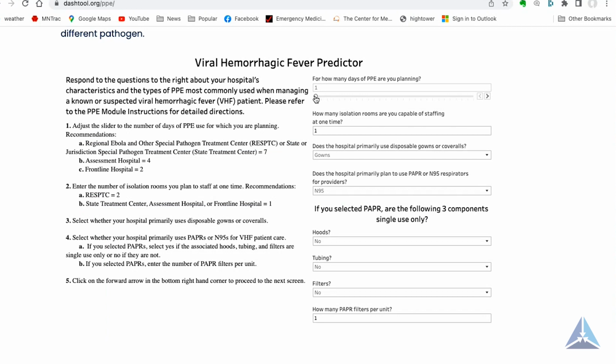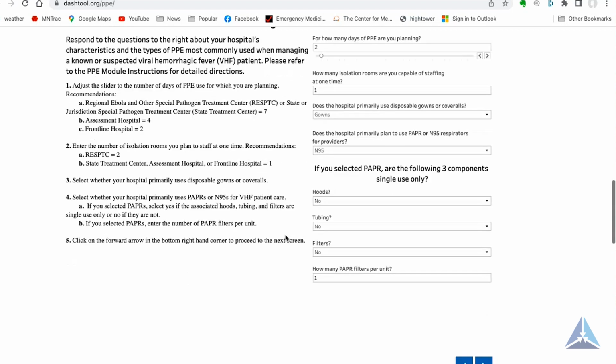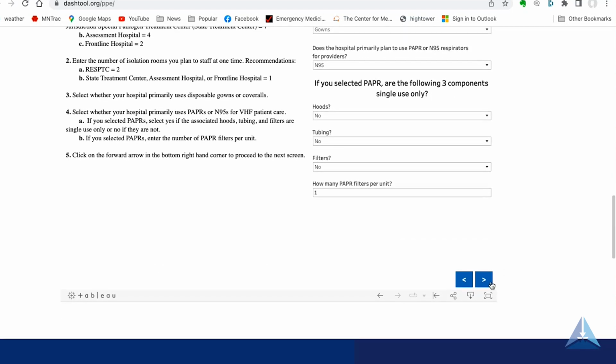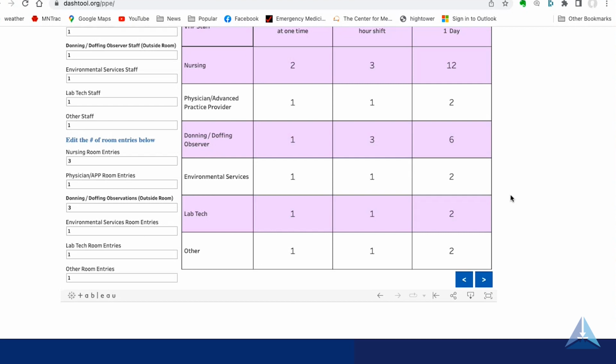Let's say that we're an assessment hospital, so we really want to plan on having 2 days of PPE available. We're only going to staff 1 isolation room, although we could take more than 1 patient at a time in that room. And we're going to use gowns instead of coveralls. Let's say that we're using N95s instead of PAPRs. If we do select PAPRs, we need to specify whether components of that PAPR are disposable or not. So it's really important here to decide based on our level of care how many days we think we need to be planning for. So then we can go on to the next here.